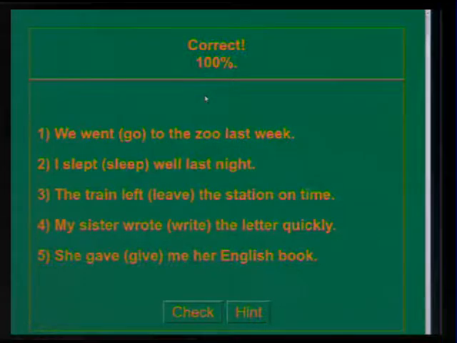Let's read these sentences. You can read with me. We went to the zoo last week. I slept well last night. The train left the station on time. My sister wrote the letter quickly. She gave me her English book.